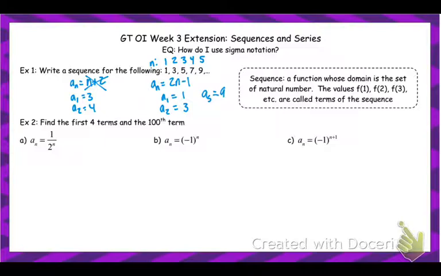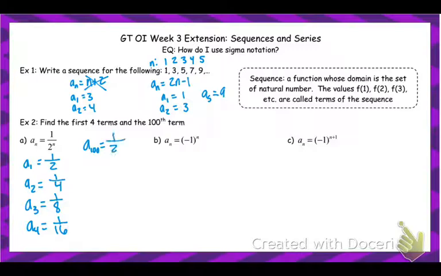So what we're going to do to start is just, given some sequences, find some specific terms. So if I want the first 4 terms, a sub 1 is the notation for the first term. So I just plug in 1 for n. A sub 2 is the second term. A sub 3 is the third term. So 1 over 2 to the third is 1 over 8. Then the fourth term would be 1 over 16. What's nice about this type of sequence as well is you can find any term in that sequence. You don't have to go in order. I can skip all the way to the 100th term, and that would be 1 over 2 to the 100th power.